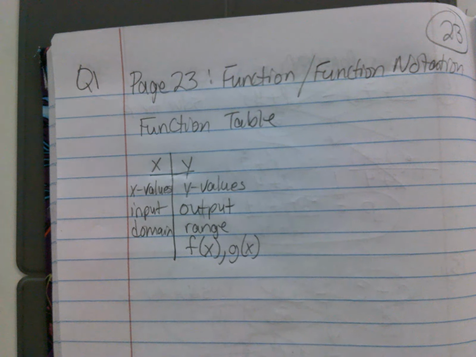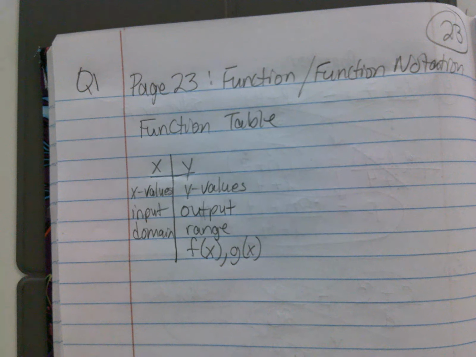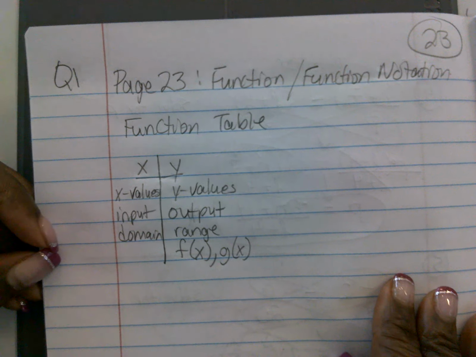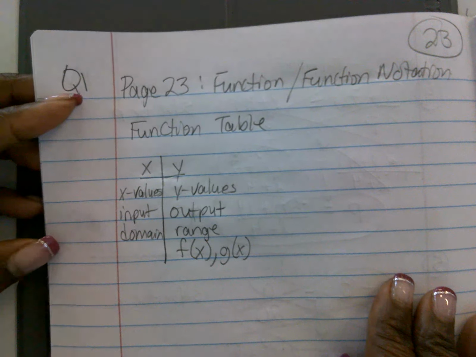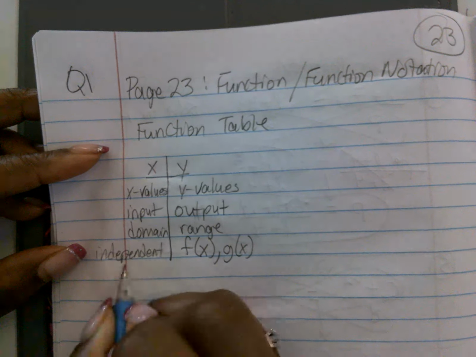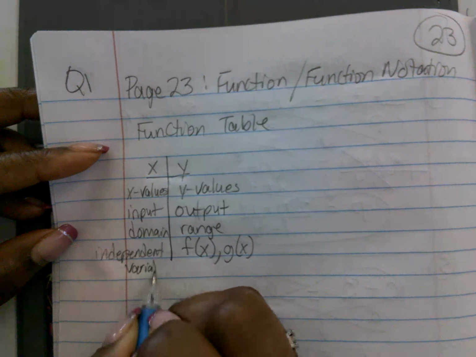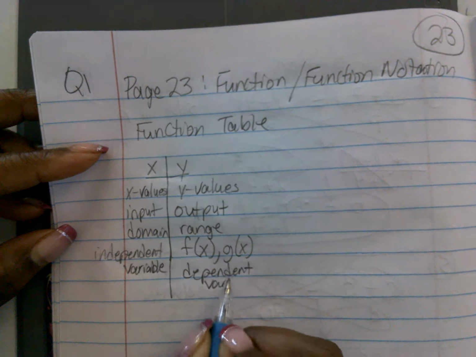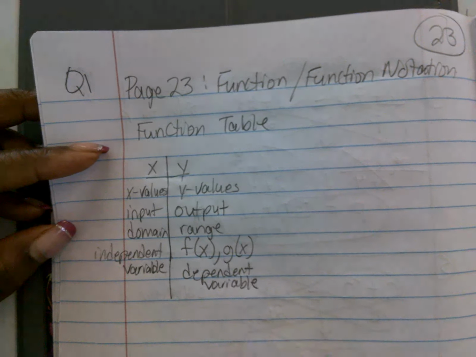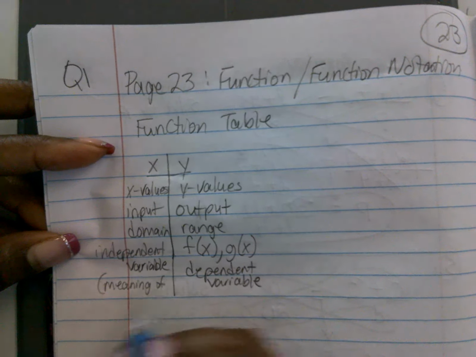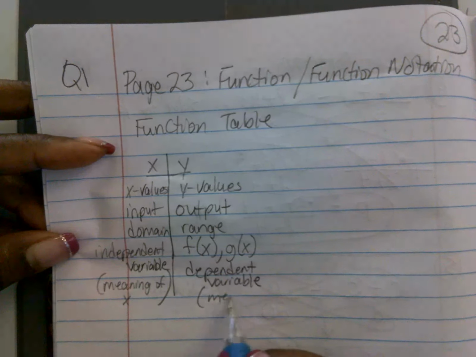Please write that down, that these are synonyms for X. These are different ways to say X. These are different ways to say Y. The meaning of X could be our independent variable, so we're going to put that here. The meaning of Y could be our dependent variable. In parentheses, I'm going to put meaning of X. In parentheses here, I'm going to put meaning of Y.